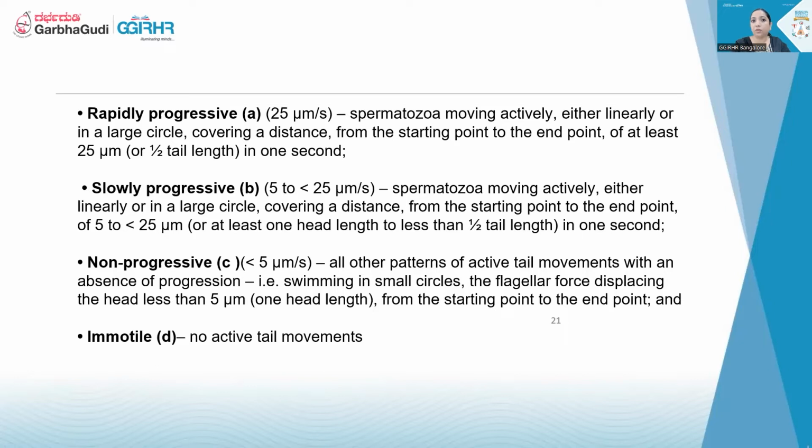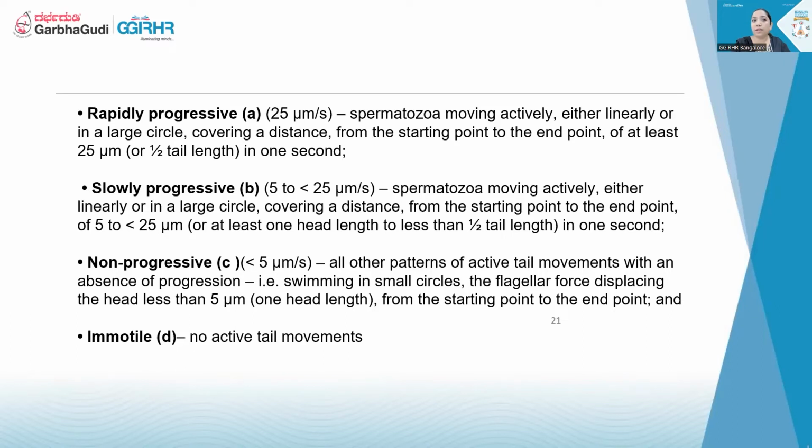The next class is non-progressive, that is C, where the speed is quite a bit less than 5 micrometers per second, and they have a very fragile movement. They will have maybe just tail movements, and there will be no progression. They will be in the same place or moving in small circles.